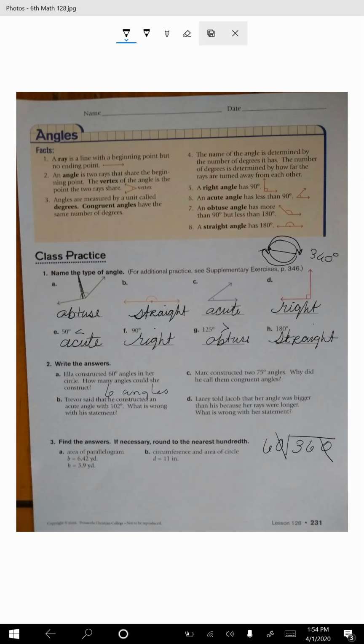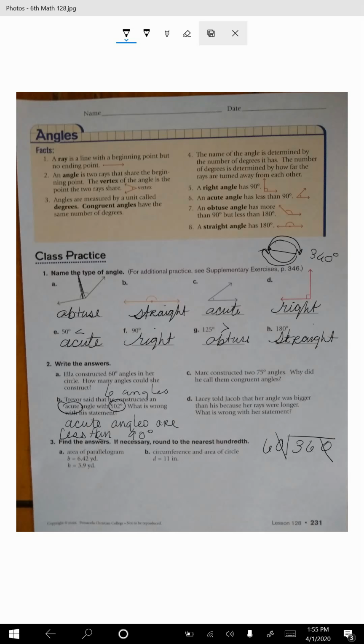Okay. B. Lily, now she's right on top. An acute angle with 102 degrees. What is wrong? You guys know what's wrong with that? Give you a hint. It has to do with this and this right here. Acute angles are less than 90 degrees. So a 102-degree angle would be an obtuse angle.